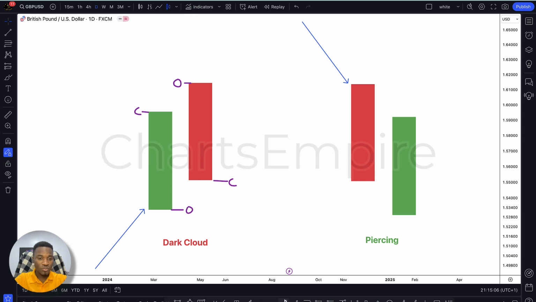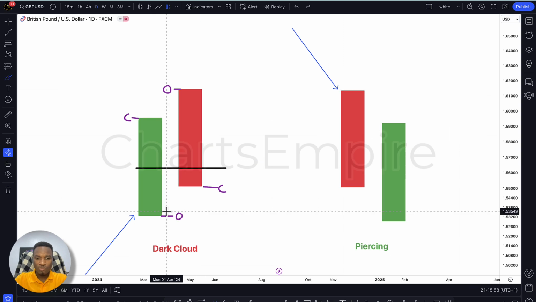So for this candlestick to be a confirmed dark cloud candlestick pattern, the second candlestick of this pattern has to close below the midpoint or the half of this bullish candlestick. So where is the half of this bullish candlestick? This is the half. I think the half should be at this level. Am I right? Yes. You can see how the bearish candlestick closes below the midpoint of this bullish candlestick. So this makes this candlestick pattern a reliable dark cloud, right?